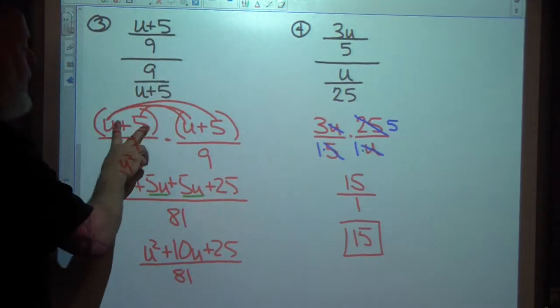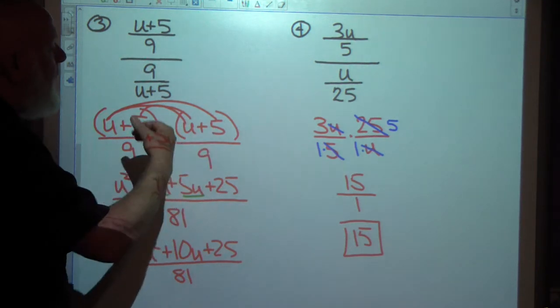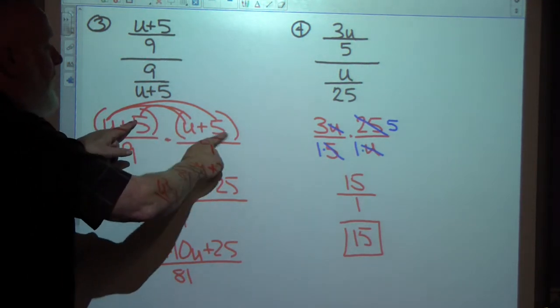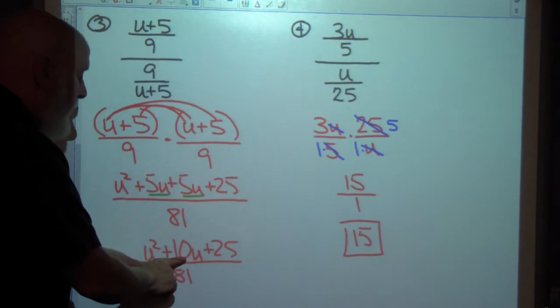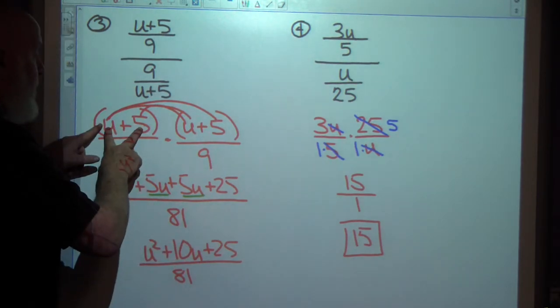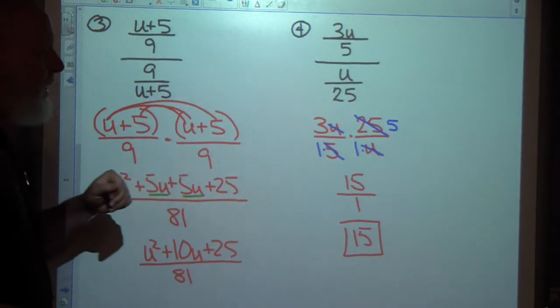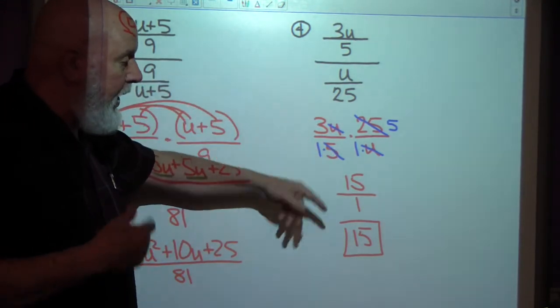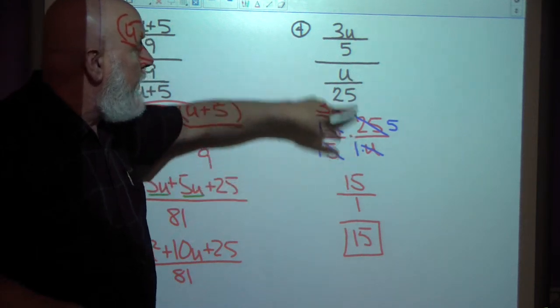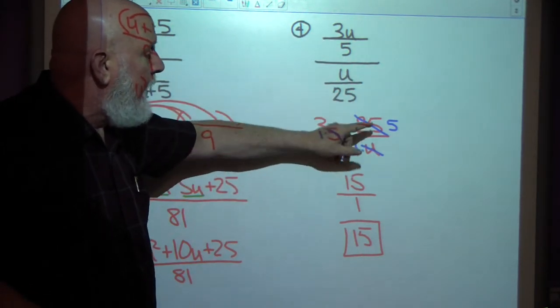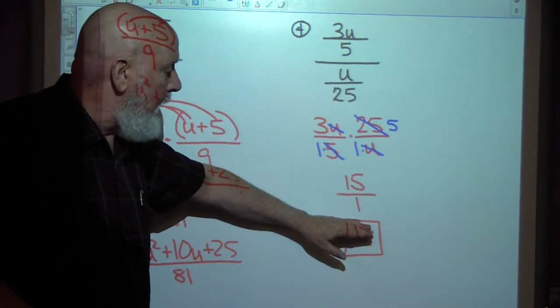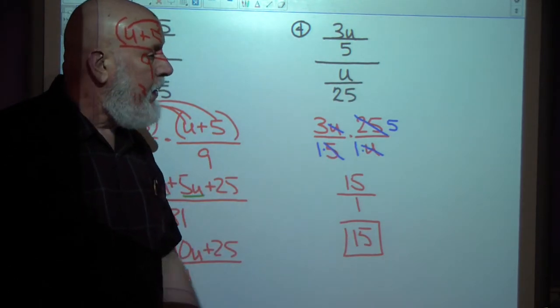Here we flipped it over, wound up with a binomial times a binomial. The key had us multiply these together using FOIL and combining like terms. Another way of doing it was to just say this times this is u plus 5 quantity squared. That would be acceptable, but you won't find that on the key today. And this one, of course, we flipped it over, canceled everything, and just wrote what was left. It turned out to be just 15.